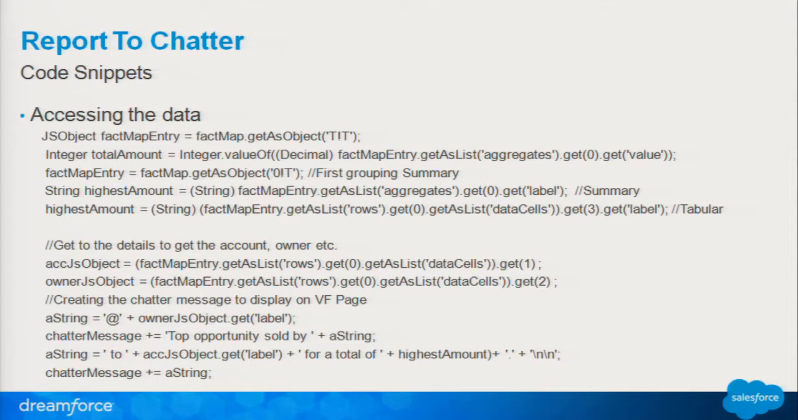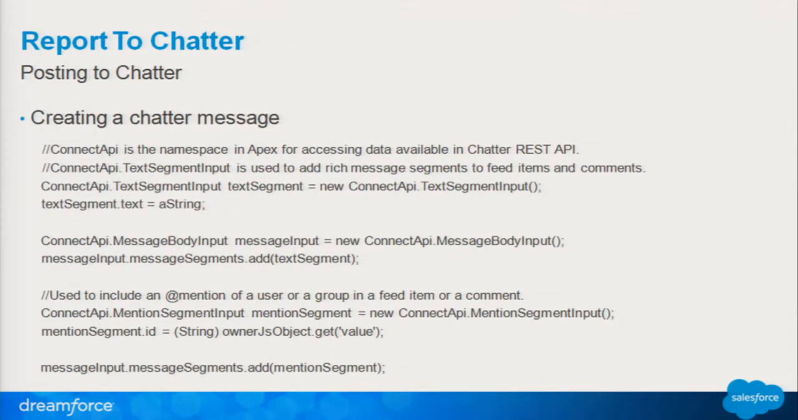The message that you see here is not the actual message that we're posting to Chatter. This one is the message that you saw on your Visualforce screen. Now to post this message to Chatter, we have to construct it differently. So you would use the ConnectApi namespace. The text segment input that you see there, think of it as fragments of strings that we constructed in the previous slide. You would stick all those strings into that text segment input, and then the message body input would contain your complete message. If you want to mention a particular user, you would use the mention segment input and pass that user's ID into the mention segment ID and put that back into the message body input to complete your message formation.